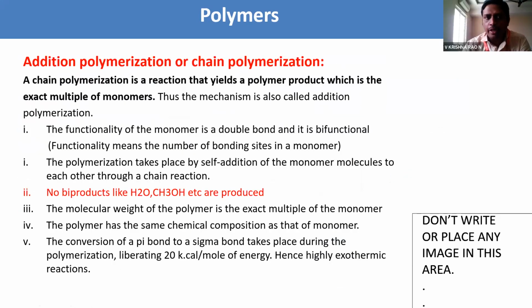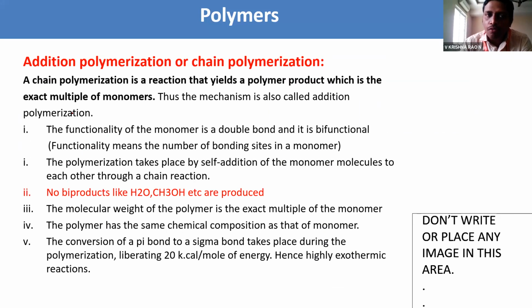Okay, we discussed addition polymerization or chain polymerization. Here, the yield of the polymer product is the exact multiple of monomers. Whatever monomers we have taken, the same number of monomers will be present in the polymer. There are no byproducts formed in addition polymerization, and the molecular weight of the polymer is an exact multiple of the monomer.